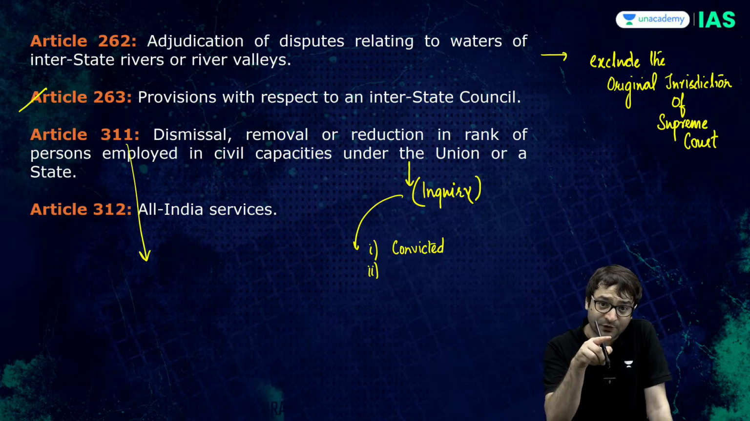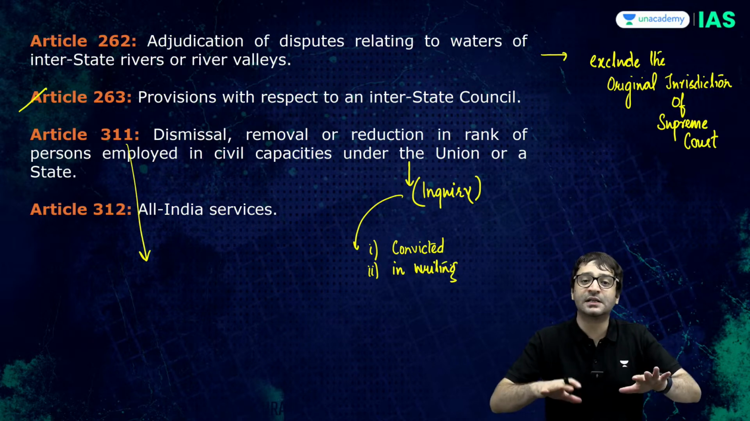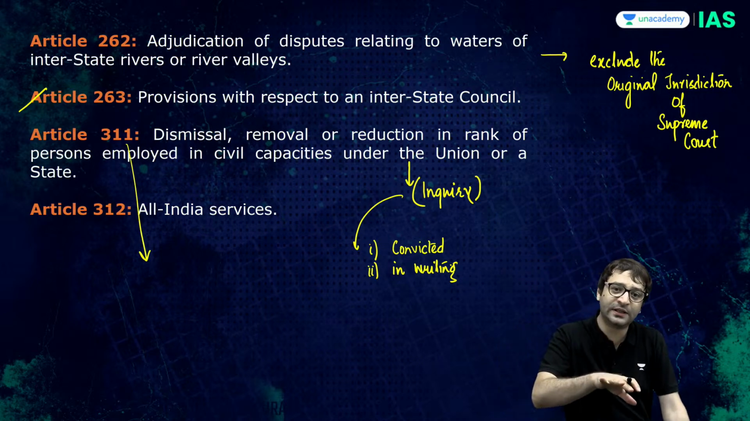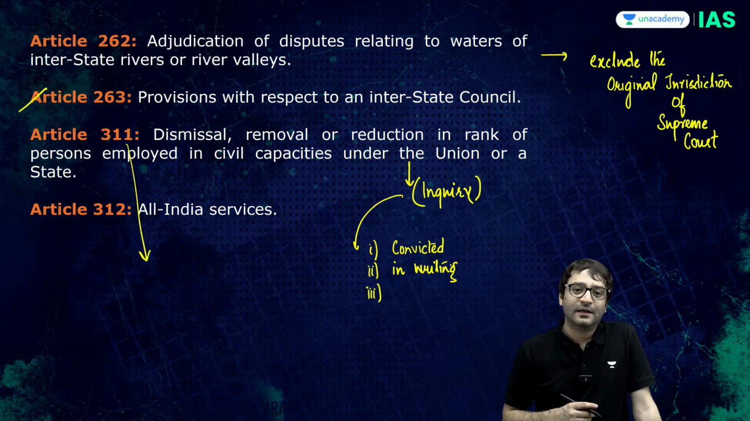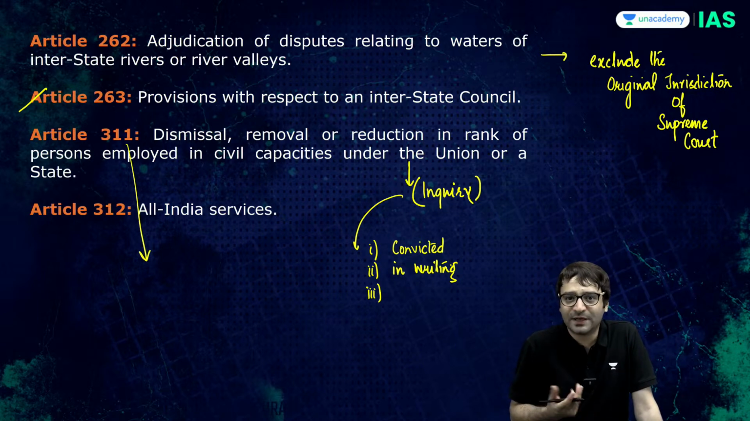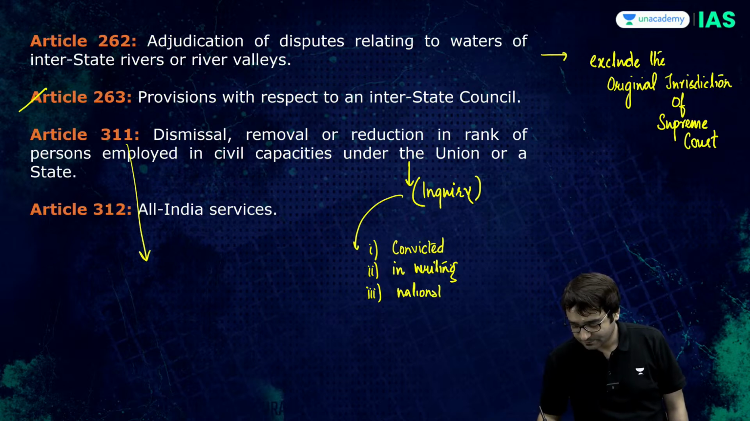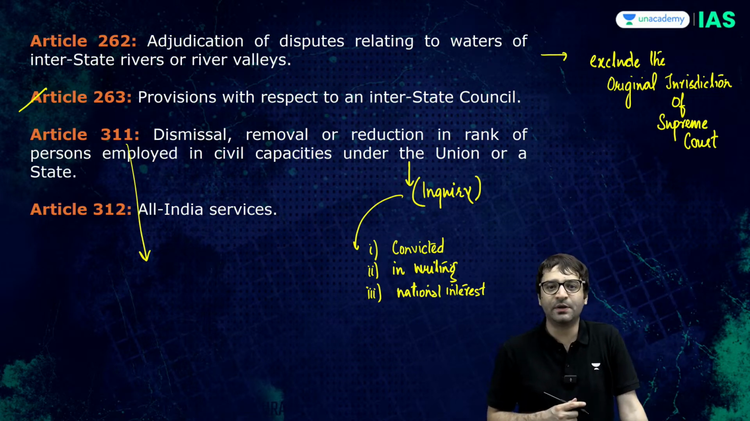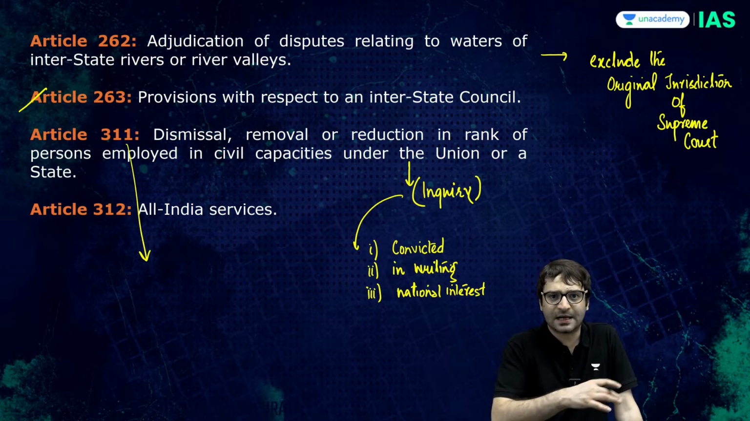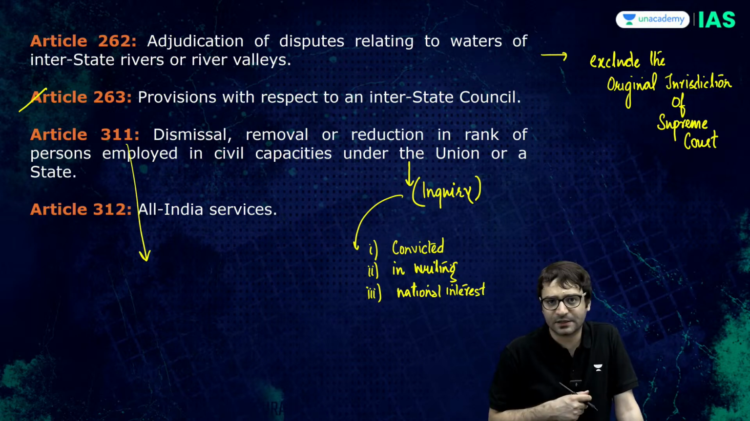Second, if the appointing authority mentions in writing the reasons why we can't hold the inquiry, then without holding the inquiry, you can be removed, dismissed, or your rank can be reduced. Or third instance, if the appointing or removal authority says it is not possible to hold an inquiry because of national interest, then you can be removed, dismissed, or your rank can be reduced without holding an inquiry either. And that is how, according to newspaper reports, a lot of employees, 40, 50, 60, have been removed or dismissed without holding an inquiry. That's Article 311.